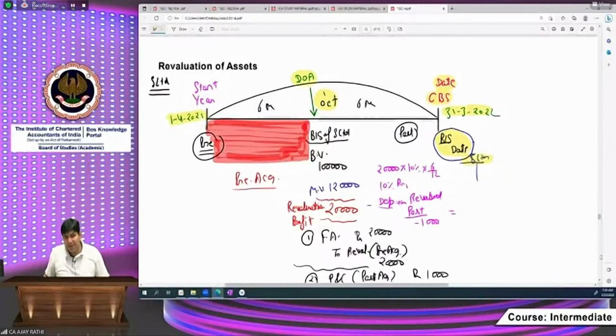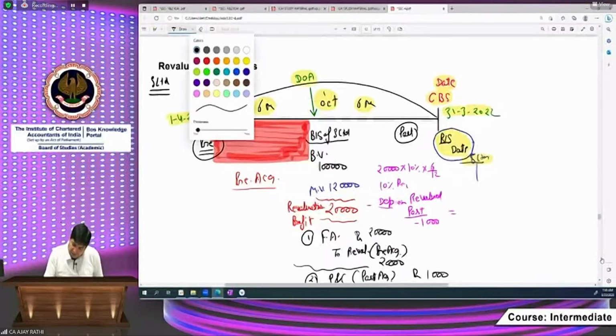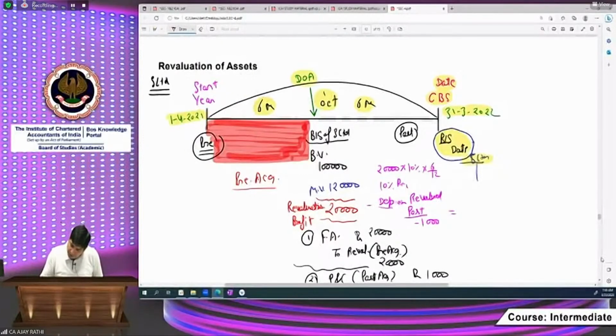Starting from the 1st April 2021, April, May, June, July, August, September, and then 1st October. It means 6 months are pre and 6 months are post. So can I say this is the pre-acquisition period? Yes. Can I say this is the post-acquisition period? Of course. Now, the date of acquisition is there on which we have invested.